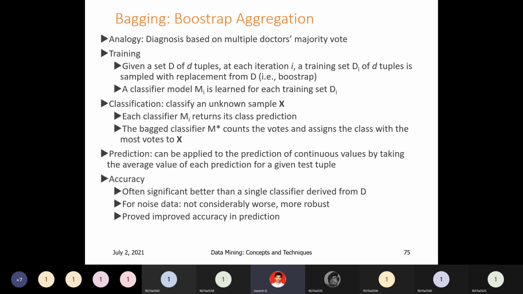Next, a classifier model Mi is learned for each training set Di. For each training set D1, D2 and so on, a classifier model Mi is created. So for each and every small data set, D1 gives M1, D2 gives M2, D3 gives M3, D4 gives M4, and so on.